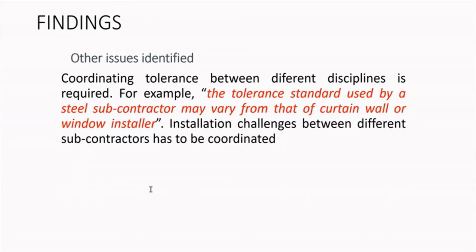Another of the other issues that we identified is coordination tolerance. Say that we have 5 or 6 different subcontractors. One of the interviewers said that the tolerance standard used by a steel subcontractor may vary from that of a curtain wall window installer. If they use different tolerances, at the end there is a possibility of having problems because they view it differently. So there needs to be coordination between the subcontractors.